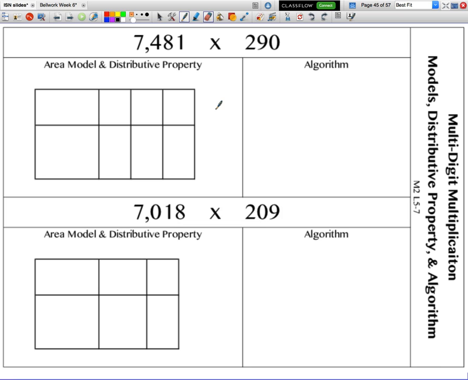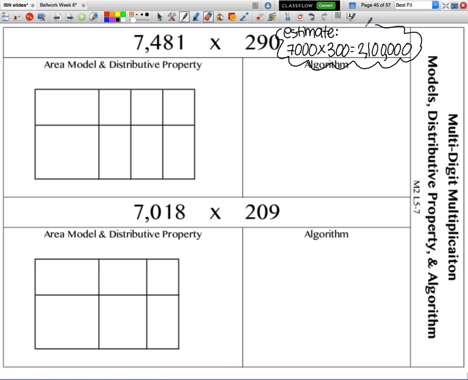First, we're going to estimate. 7,481 is about 7,000. And 290 is about 300. So I know that 7 times 3 is 21. And there are 1, 2, 3, 4, 5 zeros. So my estimate is 2,100,000.